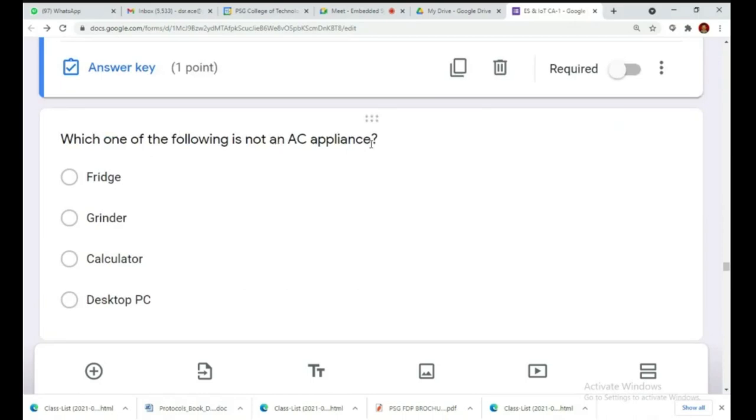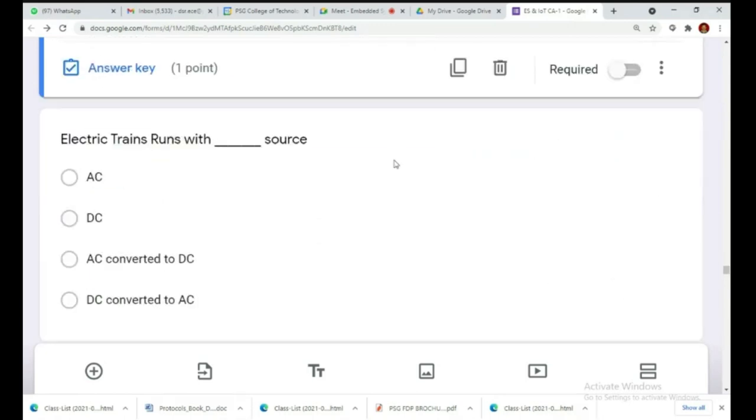Which one of the following is not an AC appliance? It's very interesting, right? Refrigerator: we are connecting the fridge to a plug point, so it is an AC appliance. Grinder, we connect to a plug point, which is an AC appliance. Desktop PC, we connect to a plug point. I have not given laptop, this is very important. Laptop can work with battery, but desktop PC we connect to a plug point, hence it is also an AC appliance. But calculator we are not connecting to a plug point. Calculator works with battery, so calculator is not an AC appliance because it's a DC appliance. Calculator is the right answer.